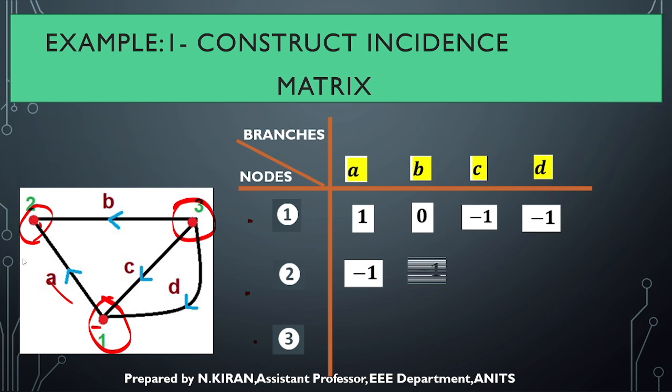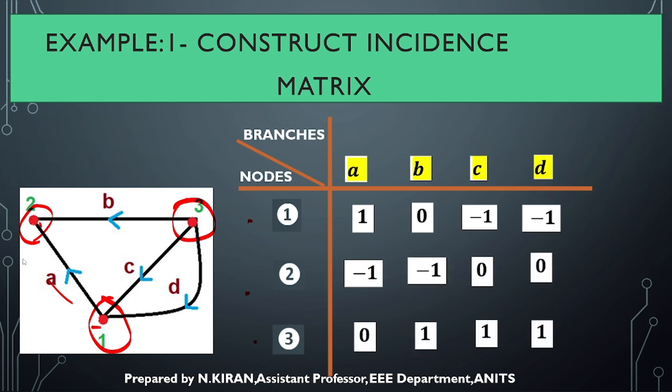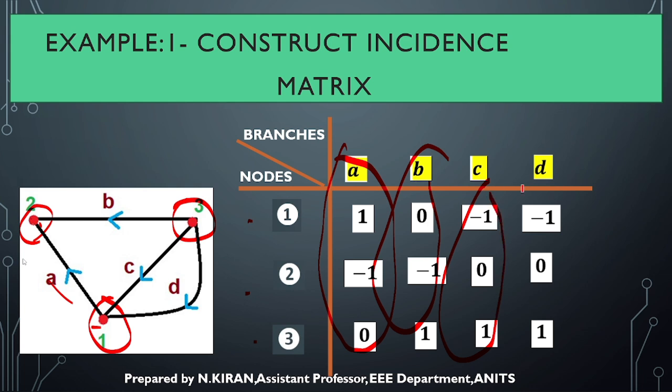If I add all the entries column-wise of the incident matrix, it should result in 0. So in this example, let me cross check whether the condition is satisfied. First column, when I add those, it is becoming 0. Second column, it is 0. Third column also is 0. Fourth column is also 0. So for every column of an incident matrix, when I add all the entries, it must become 0. That is how you can cross check whether your answer is correct or not.